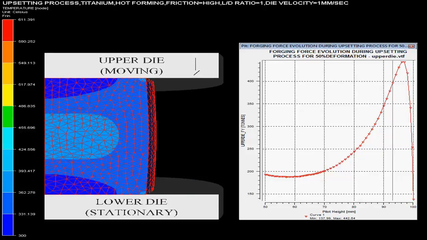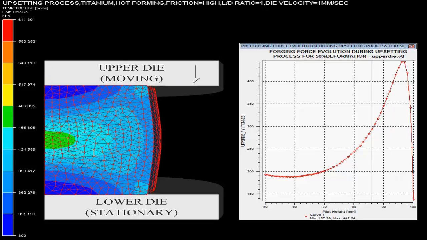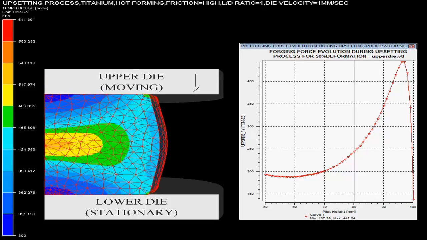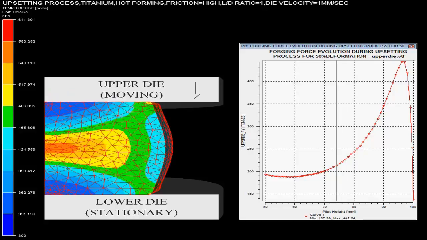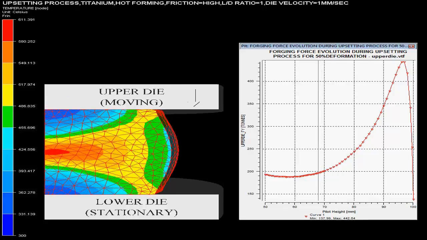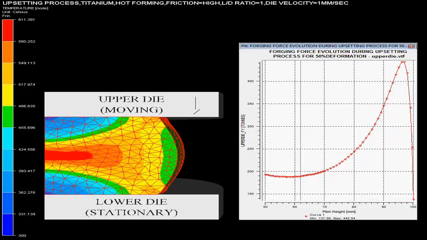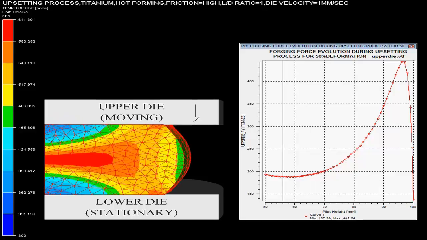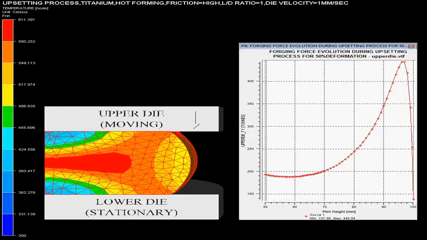One could observe in this simulation that only 1/4 part of the upsetting process is shown here. This is because the upsetting process is axisymmetric, so only one part of the process is simulated for the sake of saving computation time.